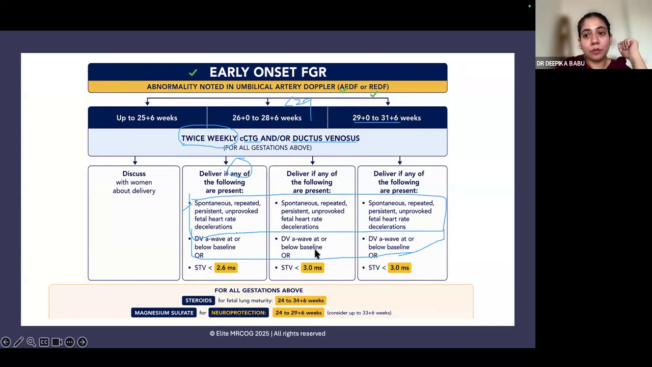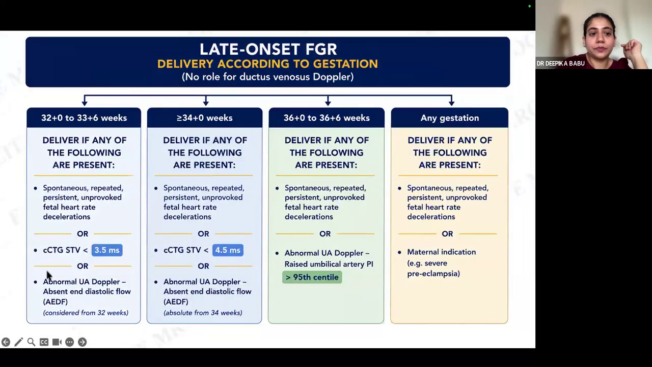The only thing you have to remember, which the exam repeatedly asks, is that if it is less than 29 weeks, then 2.6 is the cutoff. If it is 29 to 31 plus 6 weeks, then 3 is the cutoff. Forget about this, I don't know why it has come in here. So 2.6 and 3 is what you have to remember. Give them the steroids and magnesium sulfate and deliver.